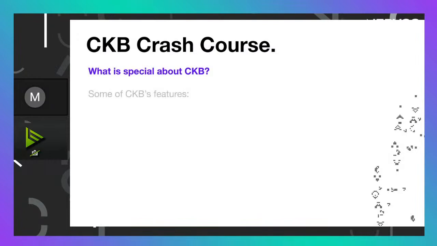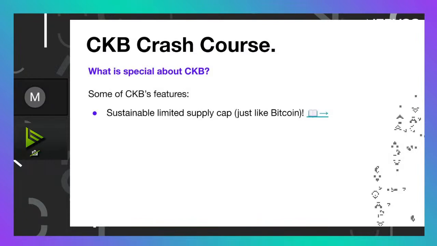So what's special about CKB? Some of the features that it has: a sustainable limited supply cap, just like Bitcoin. This is one of the things that is important to a lot of the investors. Just like Bitcoin has 21 million, CKB has something similar. It's not technically a fixed supply cap, but it is an effectively fixed supply cap for anybody who's a long-term holder. The way it works is by depositing in our DAO, which gives you a way to offset inflation 1-to-1, and it's effectively the same type of thing.